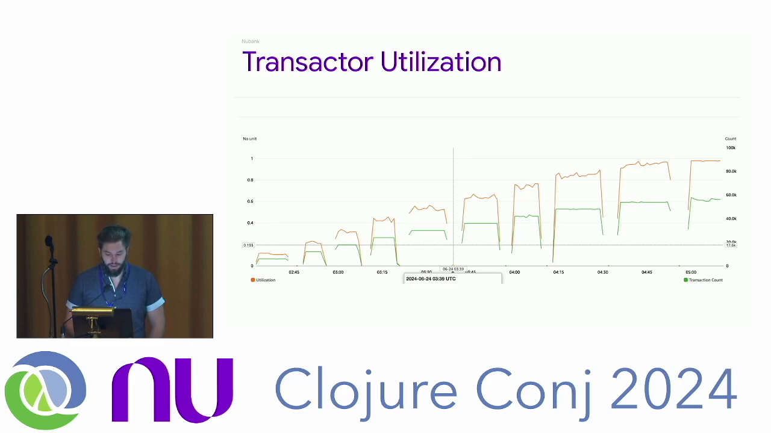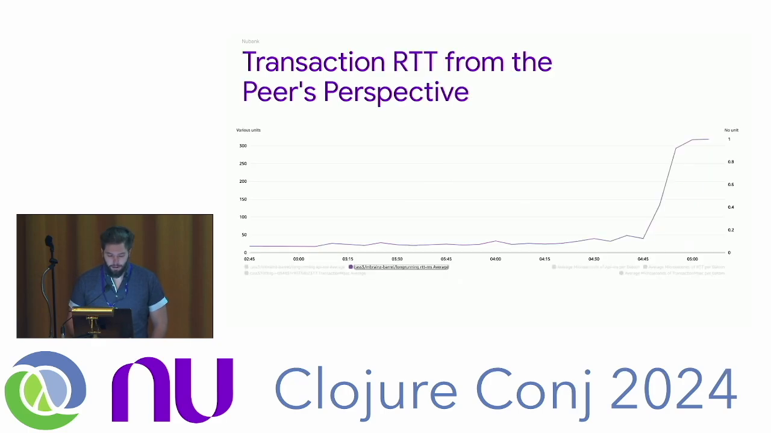which is the green axis, the right y-axis, as we increase the load in steps of 100 transactions per second, the orange is the corresponding utilization, which is the left y-axis. This is great. What about response times? Well, this is the peer-observed response time, and surprise, the math checks out, right?